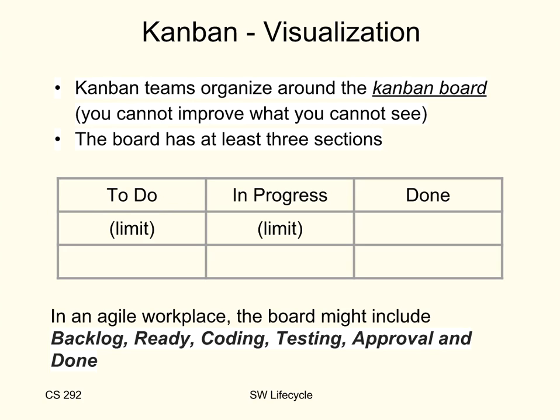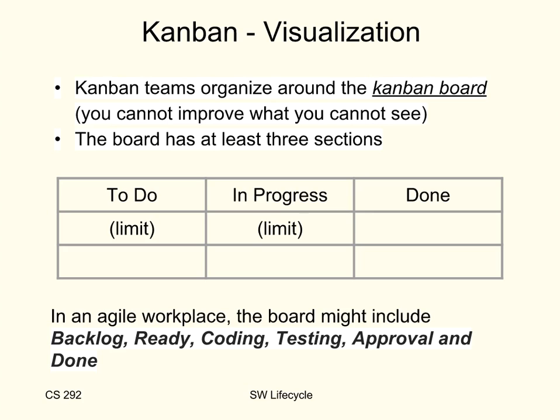So then visualization. This is the part we didn't talk about in Scrum, but we can in class. But this is exactly what happens in Scrum. And this is what the task board looks like. We talked about the task board in terms of Scrum. Teams organize around a Kanban board. And the idea is you cannot improve what you cannot see.